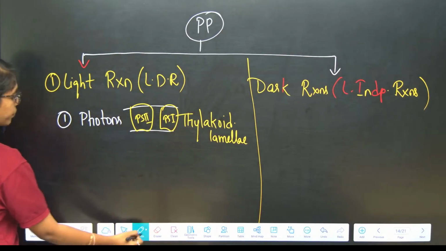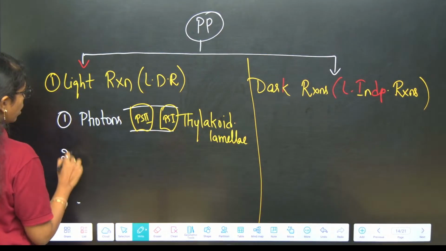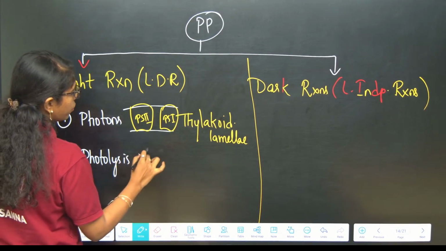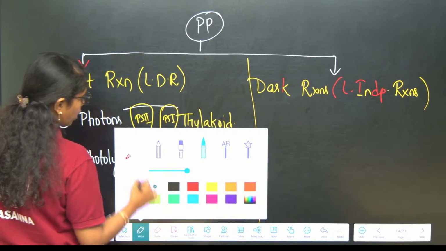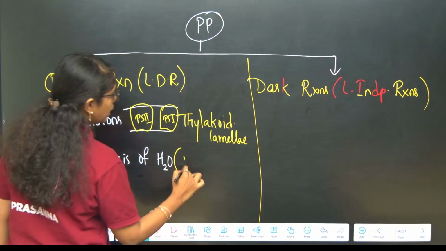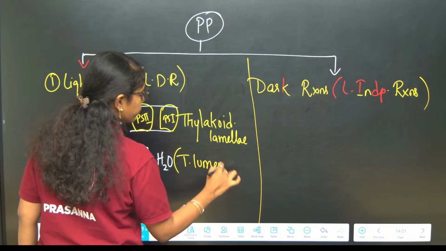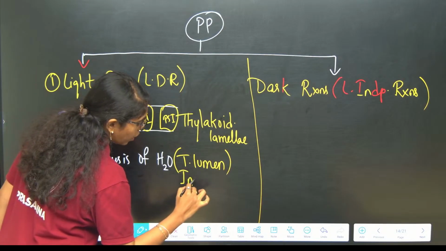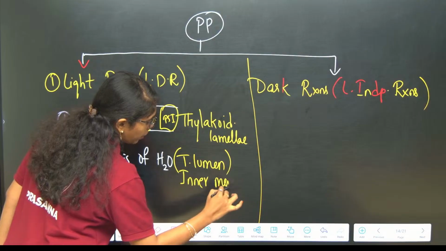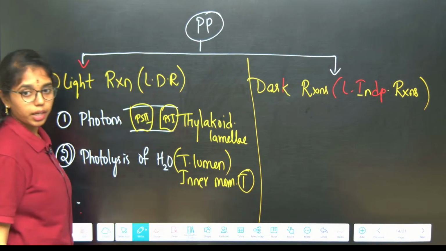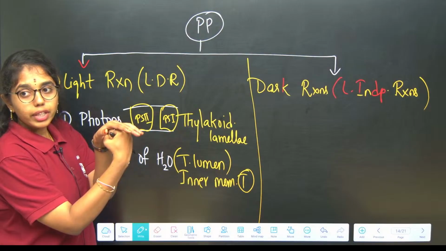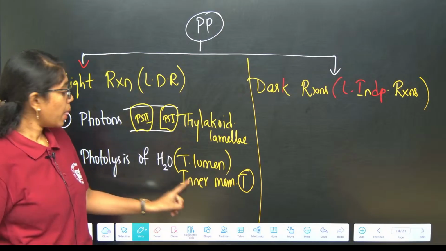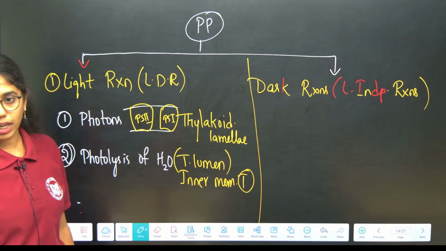Second is what? Yeah, good. Photolysis of water. This photolysis of water happens where? Inside the thylakoid lumen. Fine. Or you can also say in the inner membrane of the thylakoid. This is also correct because adjoining to the inner membrane of the thylakoid, oxygen evolving complex is present, which is facing towards the thylakoid lumen, that is doing this activity of photolysis of water.